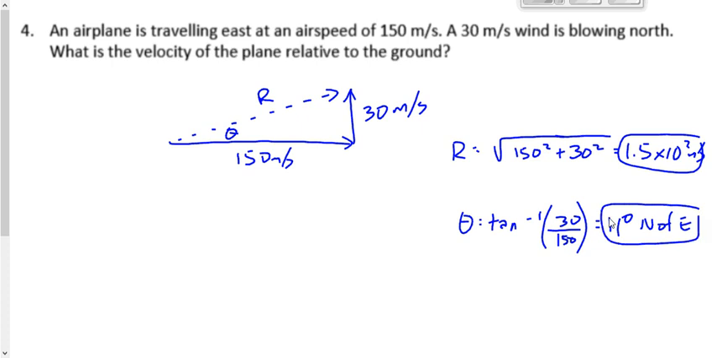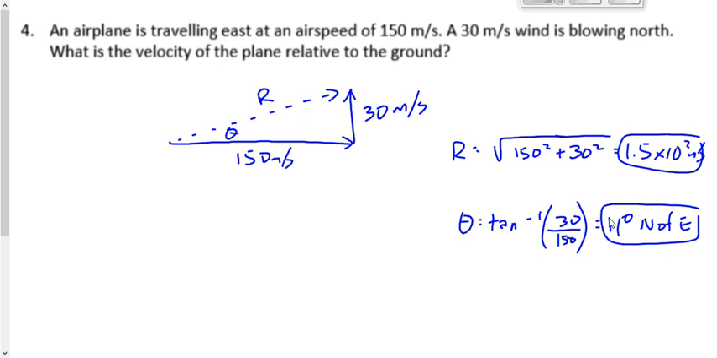Now, let's just take a step back from this and think about it logically for a second, not mathematically. If we've got an airplane that's aiming to the east, but there's a wind going to the north, where am I going to end up going? Somewhere north and east, right? So does the answer that we get make sense? Does it seem reasonable? There's no guarantee that it's the correct answer, but at least it's reasonable.